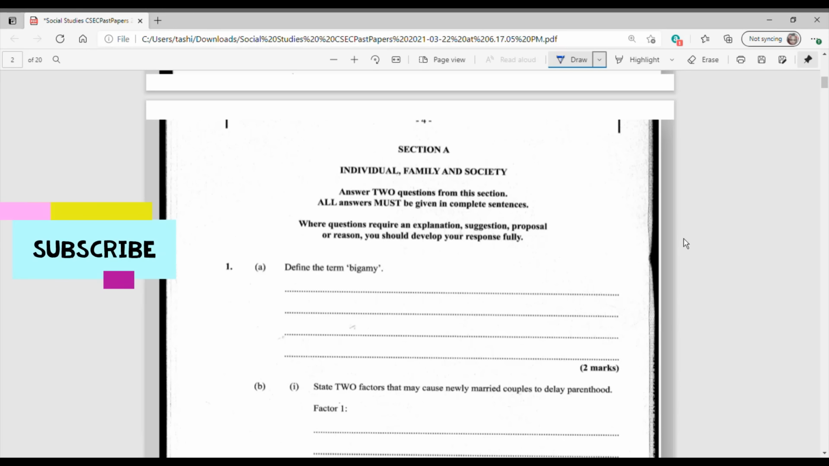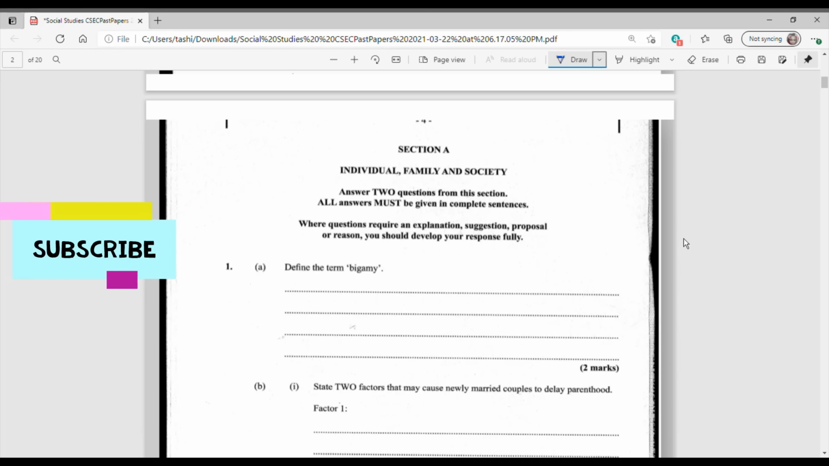Another important thing that you must look at for Section A, you must look at the verbs in each question and the amount of marks allotted to each question. For example, in question number 1A, it says to define. The verb define means that you're simply giving a definition. You're telling what something means. And to do that, it will give you a total of 2 marks. So basically, the verb would match the amount of marks that you're going to get.